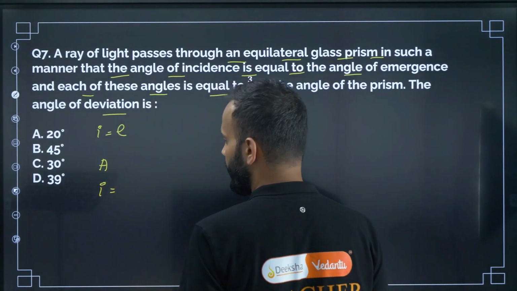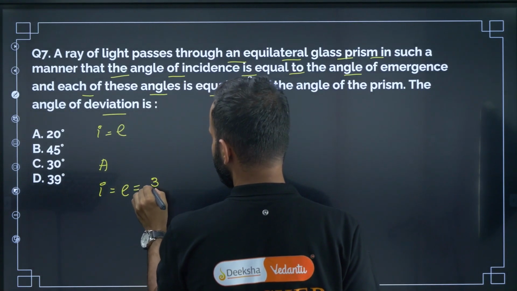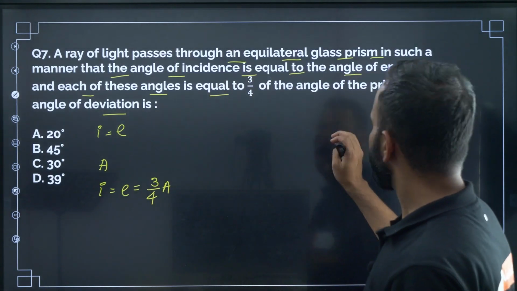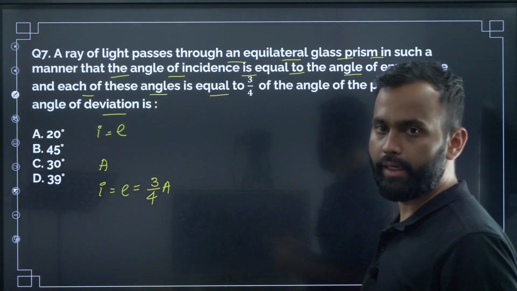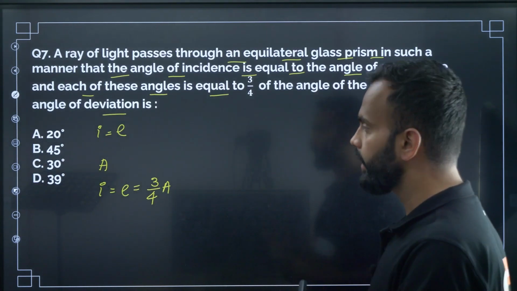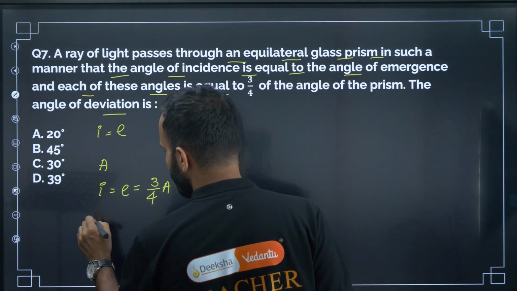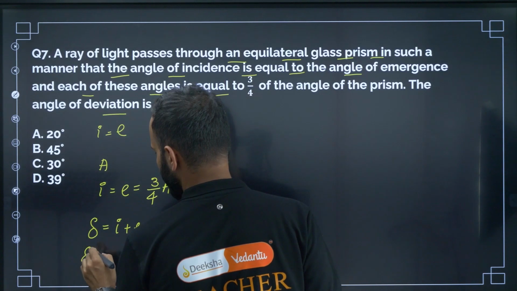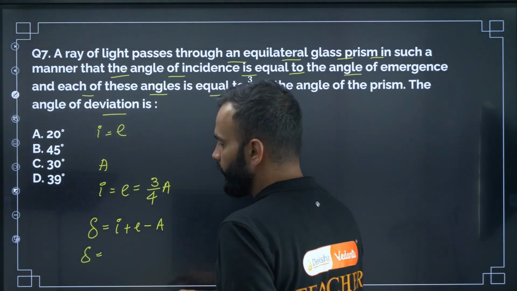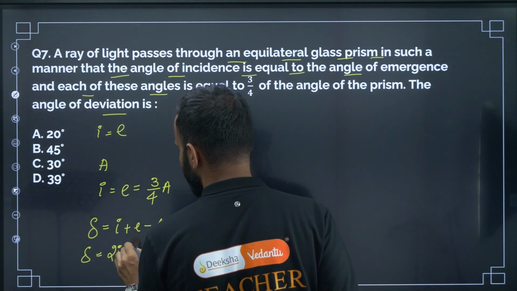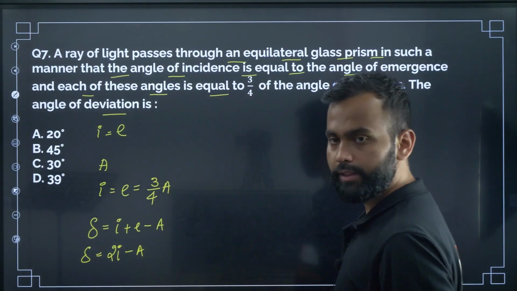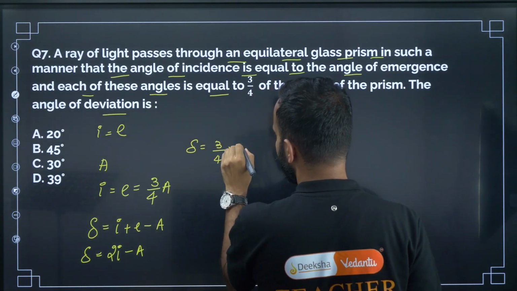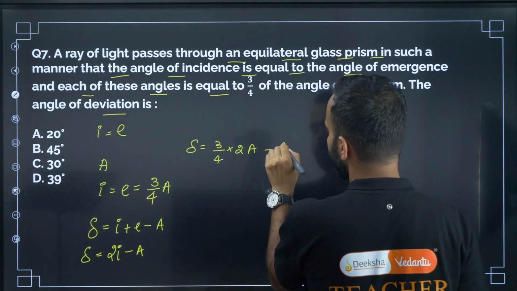So I equal to E equal to 3/4 times the angle of prism. We need to find the angle of deviation. We know the relationship between the angle of deviation, angle of incidence, angle of emergence and angle of prism: delta is equal to I plus E minus A. Here I equals E, so delta equals 2I minus A. I is 3/4 times A, so delta equals 3/4 into 2A minus A.